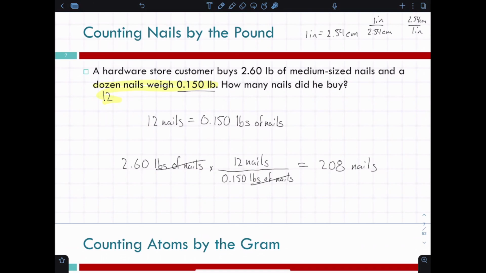Okay, so we can use this idea: if we know how much 12 nails weighs and we have a bag full of nails, we can weigh the bag full of nails and figure out how many nails are in there because we know how much 12 nails weighs. And we're just using this as a conversion factor, like we have so many times before.